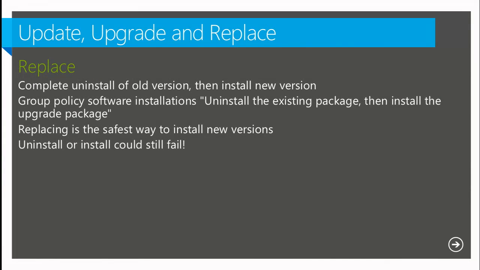And then the replace. Replace is the safest way to get new software on a computer. We first completely uninstall the older version, and then we install the newer version. It's slower, but it works if the uninstall works.